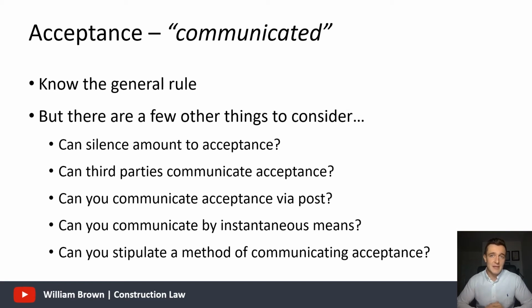Now that everybody understands the general rule from Entores v Miles Far East Corporation that an acceptance has to be communicated to the offeror, we're now going to look at some of the other factors that you need to understand as well, such as, does silence, and can it ever, amount to an acceptance? Can you stipulate a manner in which an acceptance is to take place? So these are not quite exceptions to the general rule, but they are an extension of that, and there are other factors that you must be aware of, because they can and will arise on the facts that you will be given in an exam, a piece of coursework, or in real life.